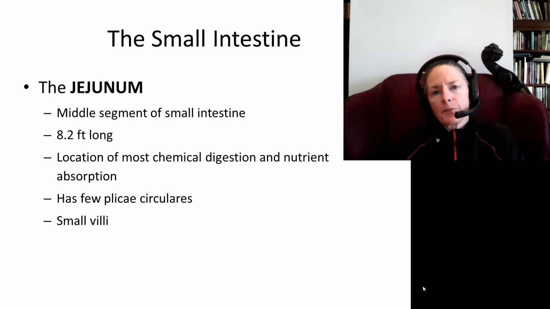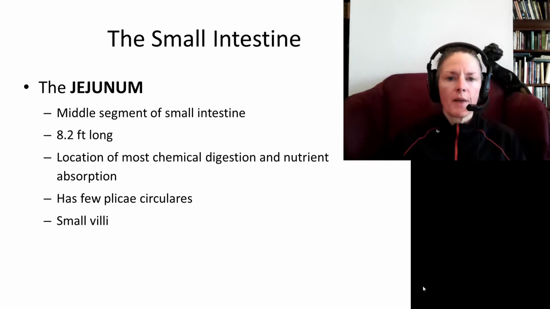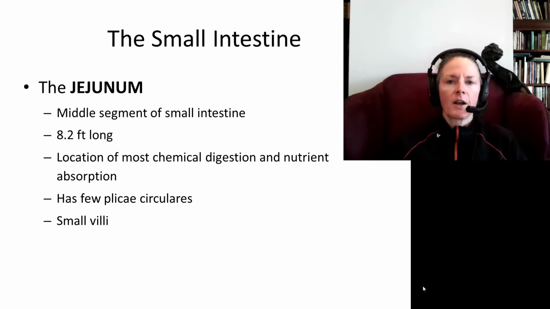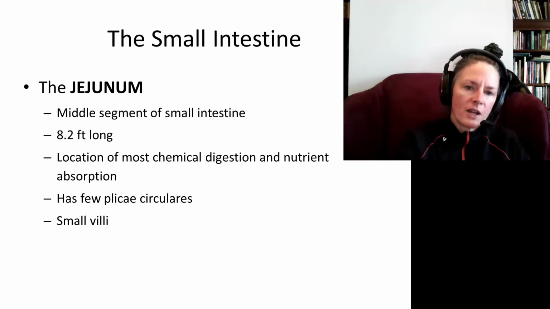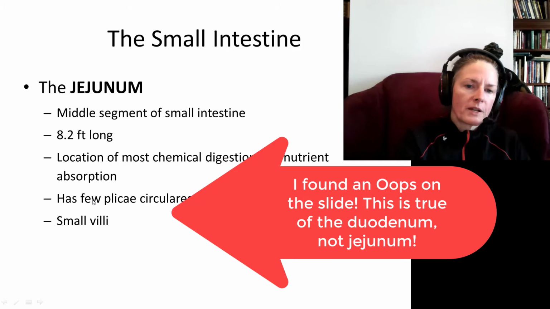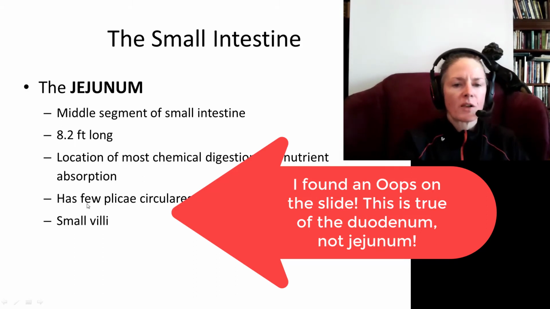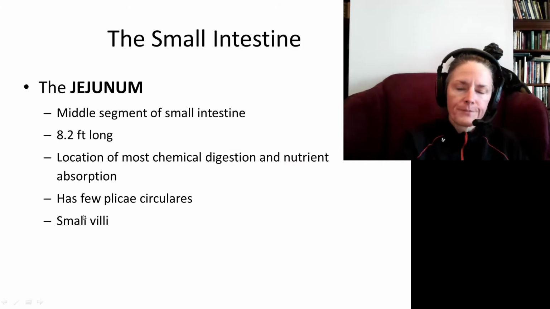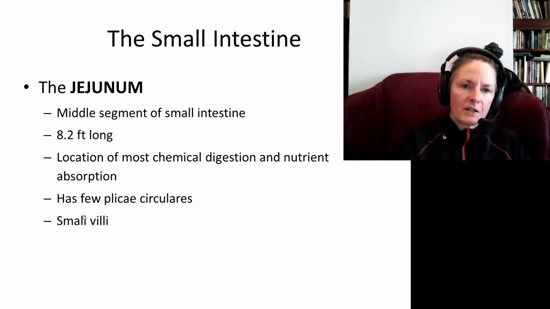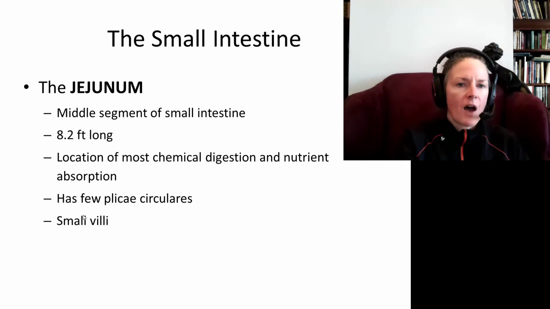All right, moving on from the duodenum, we can move into the jejunum. This is where most of our absorption of materials is going to happen. And this is where, actually, I see a mistake here. The slide says the jejunum has quite a few plicae circularis and some fairly pronounced villi. Both of these actually are relevant to the duodenum, not the jejunum. So I found a mistake on the slide. So the jejunum is going to be the one that has highly folded plicae circularis and villi.